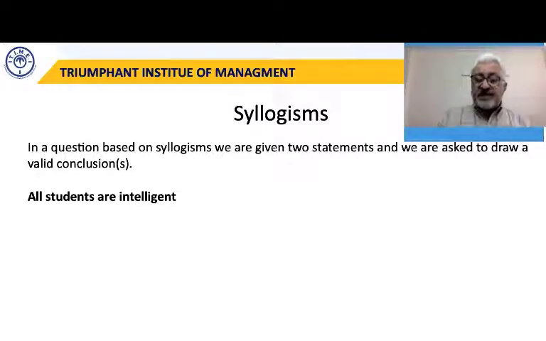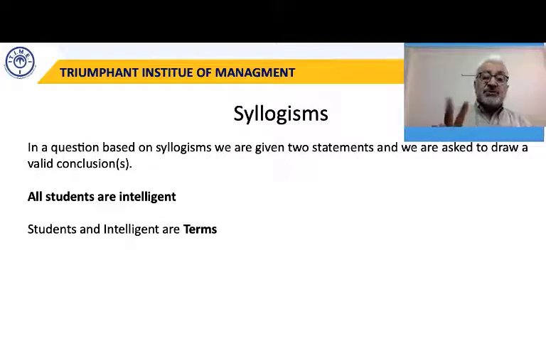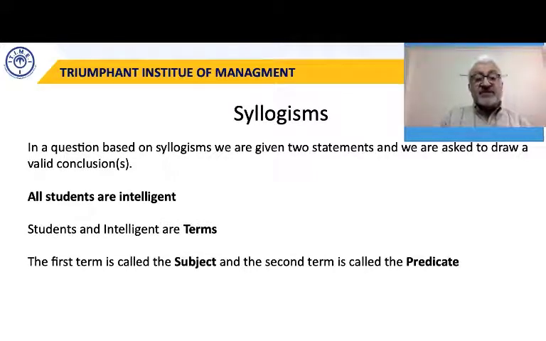This statement has two main words, students and intelligent. Both these words are called terms. In the concept of syllogisms, we call these two words as terms. Student is one term and intelligent is another term. The student which comes first in the statement is said to be the subject of the statement. The term that comes first in the statement is called the subject of the statement, and the term that comes second in the statement is called a predicate.